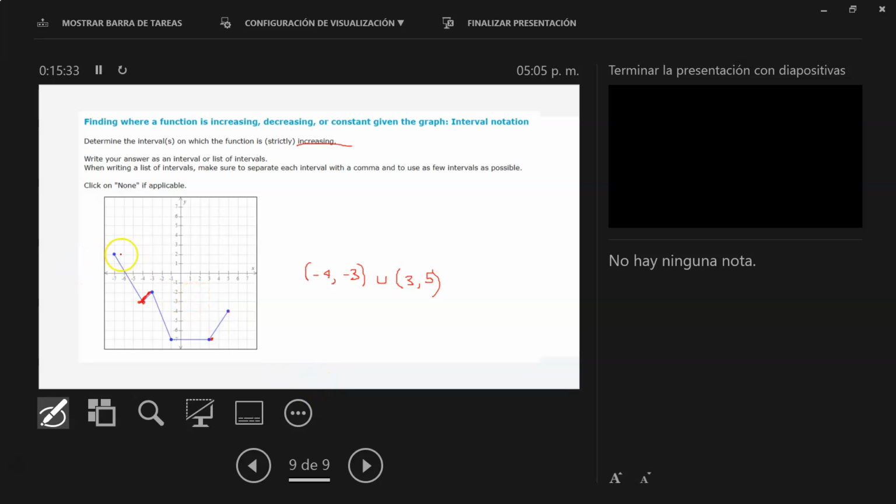Remember that the intervals are always given by the x values, and you have to pay attention to the y values in order to see if they are increasing or decreasing. So this function is decreasing because it is getting lower values of y, then increasing, then decreasing, then constant because the values of y are not moving, and finally increasing again.